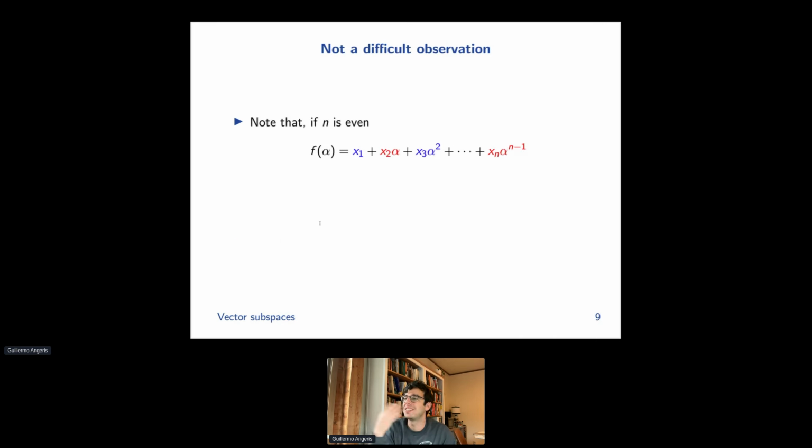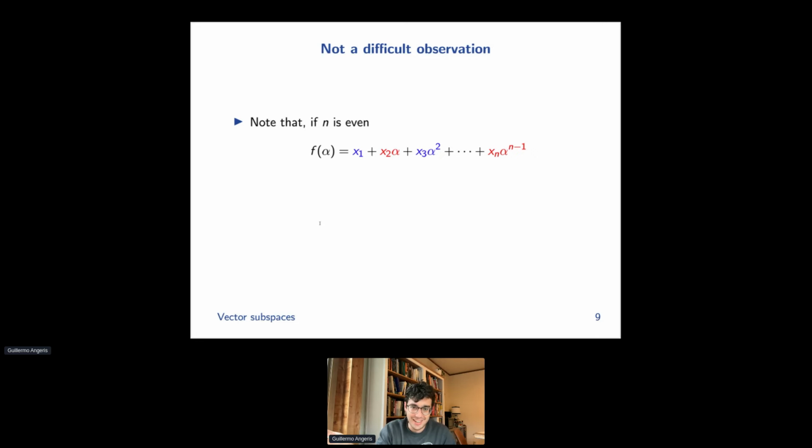So here's the idea. Let's let n be even, just for now. And of course, a polynomial evaluated at alpha, what is that? Well, that's the coefficients of a polynomial, which we're going to call x, and it's going to be the first coefficient times 1, plus the second coefficient times alpha, plus the third coefficient times alpha squared, plus so on and so forth until the last coefficient times alpha to the n-1.